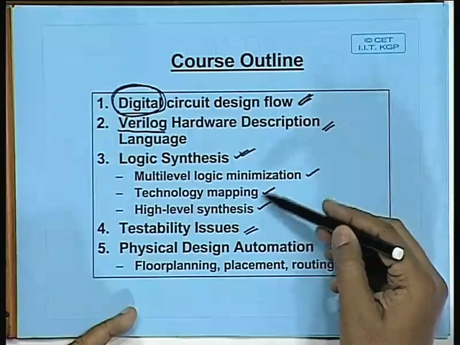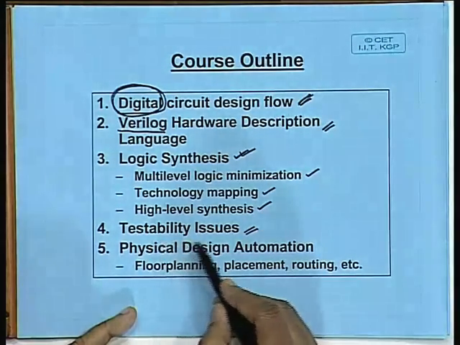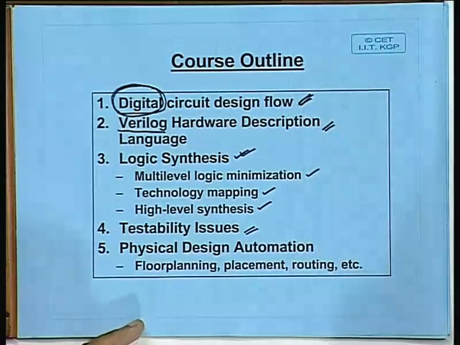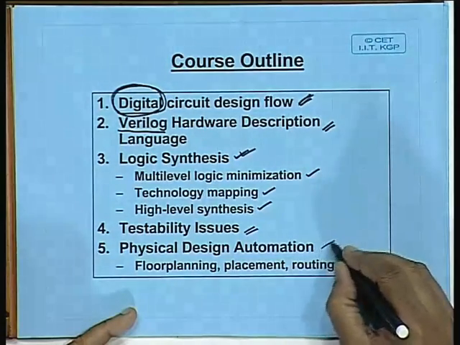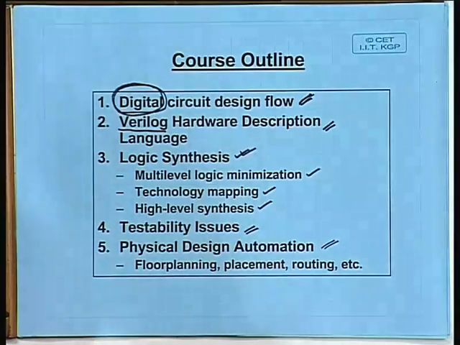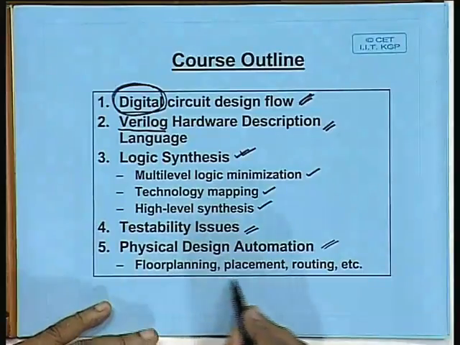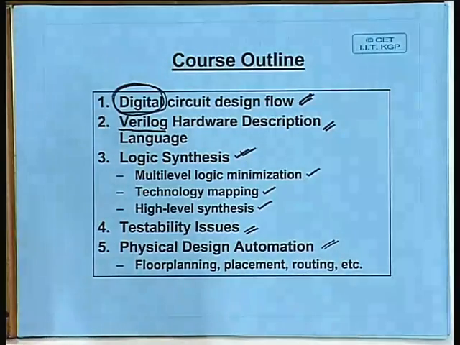Then of course, we would be talking about a very important issue, that once we have designed the circuit up to a particular level, how do we test it? So, some issues related to testability. And at the very end, we will be talking about physical design automation, which concerns the issues that come in at the last phase of the implementation, namely here we talk about the floor planning, placement, routing.